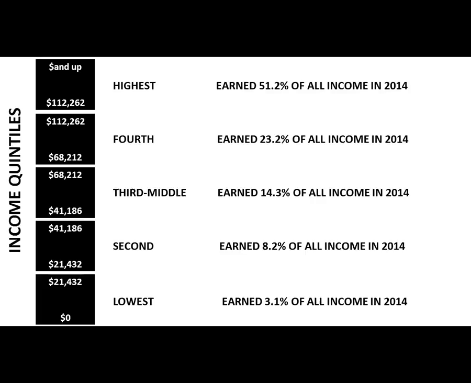So the lowest income quintile earned up to about $21,000, and all of the income that those people earned totaled up to 3.1% of all the income that was earned in 2014. By contrast, the highest income quintile earned over $112,000, and all of the income earned by that 20% of people totaled up to 51.2% of all the income that was earned in 2014.